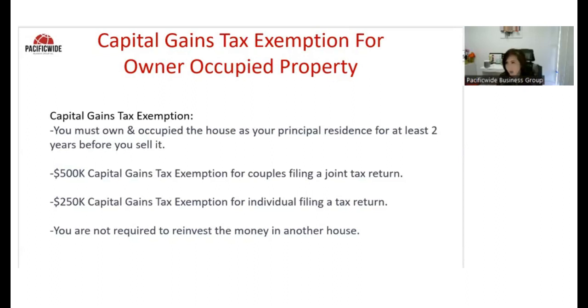Okay. So because you are in this class, you understand this. I hope you are going to save so much money and make so much money on your real estate investment. Okay. If you have any question, you can always put it in the chat.